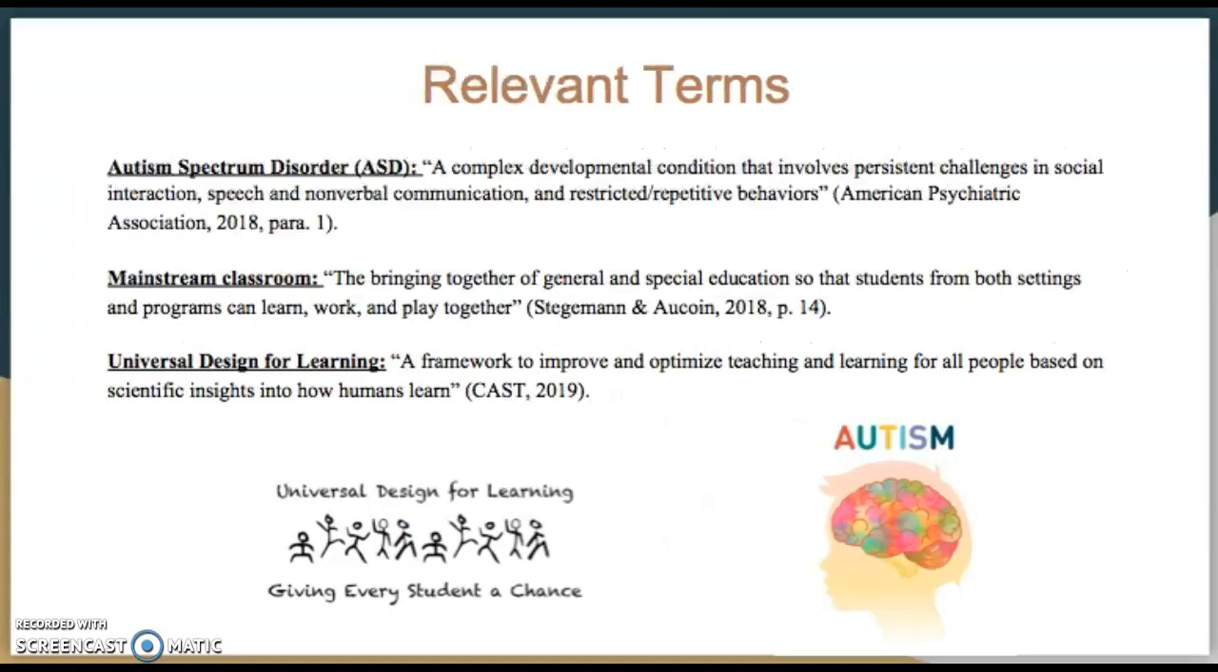Autism spectrum disorder is a complex developmental condition that involves persistent challenges in social interaction, speech and nonverbal communication, and restricted repetitive behaviors. Mainstream classroom is the bringing together of general and special education so that students from both settings and programs can learn, work, and play together. Universal Design for Learning is a framework to improve and optimize teaching and learning for all people based on scientific insights into how humans can learn.